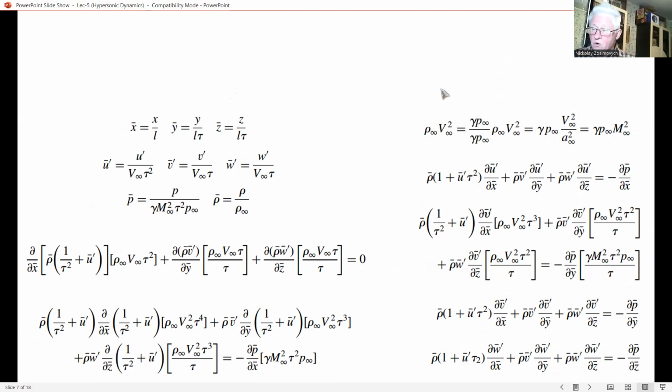Noting that rho infinity times v infinity squared will be represented as gamma p infinity over gamma p infinity, and writing rho infinity v infinity gives us gamma p infinity v infinity over a infinity, or gamma p infinity M infinity squared. And we have next the expression rho average, in parentheses 1 plus u average stretch tau squared, times du stretch average over dx average, and this all will give us a negative dimension. What does negative dimension mean? In the opposite direction.